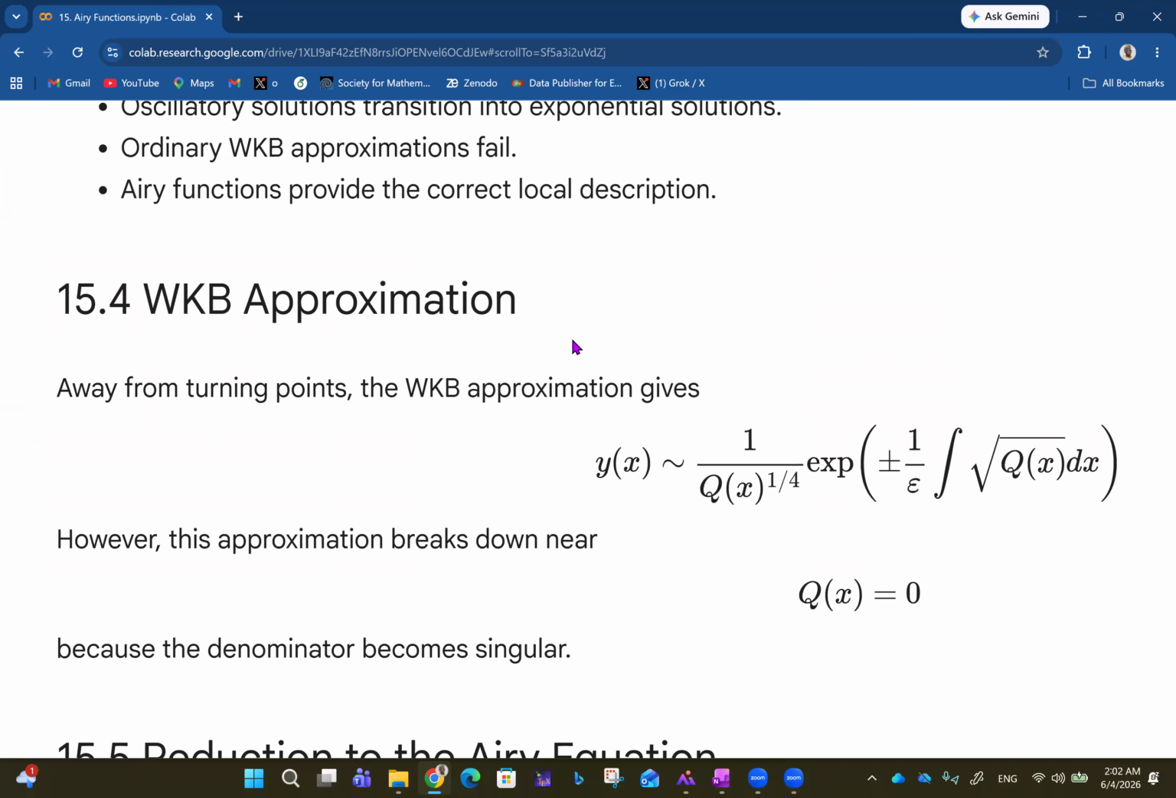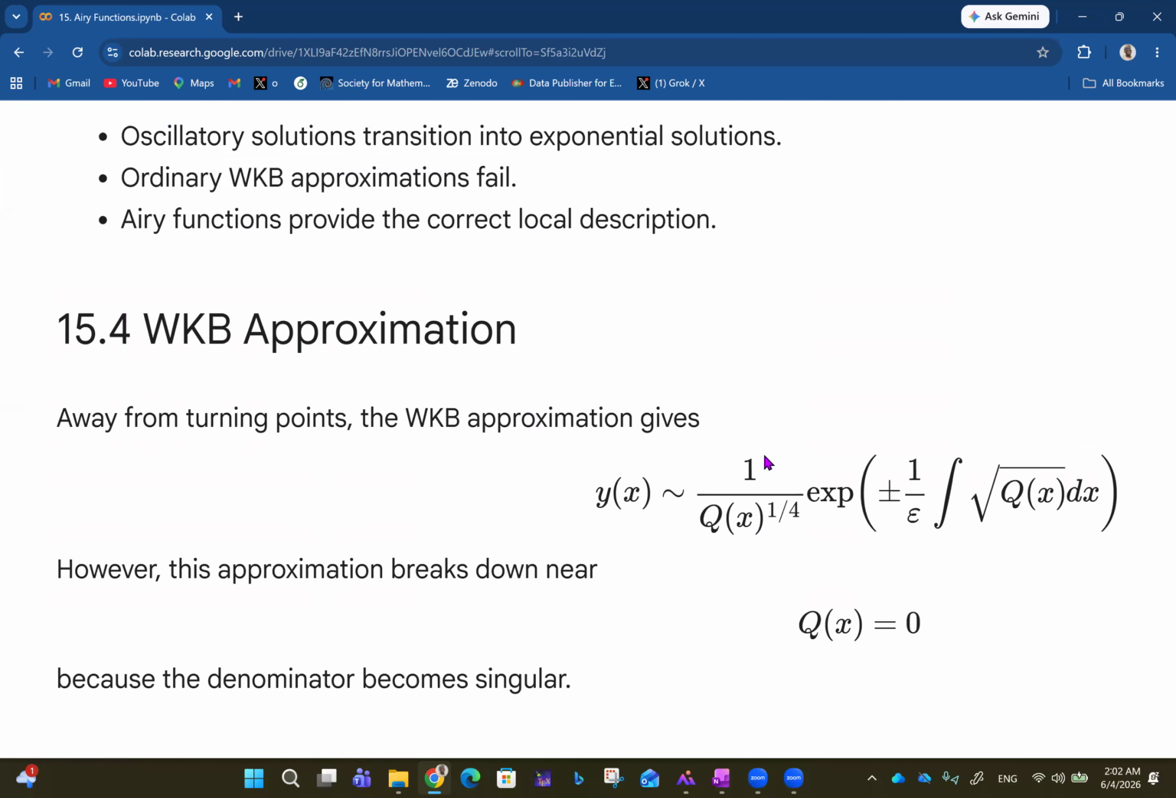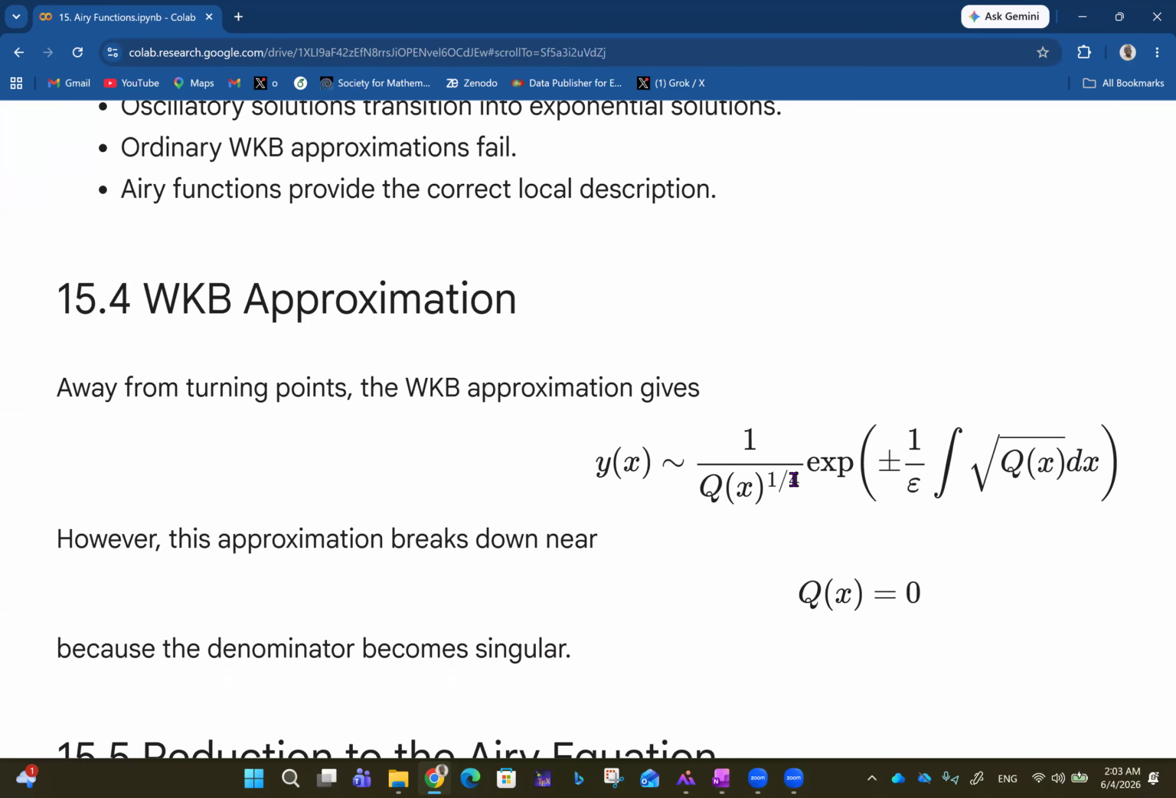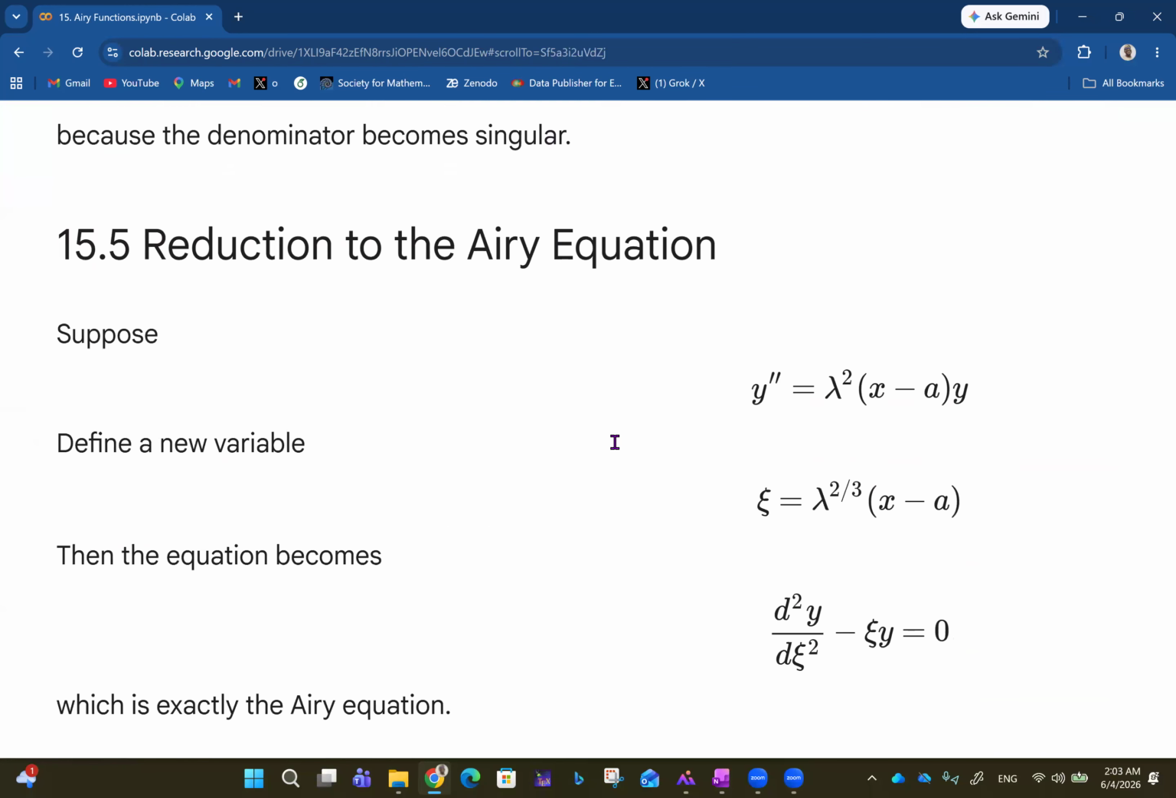So for the WKB approximation, away from the turning point, the WKB approximation gives y of x approximately 1 over q of x raised to 1 over 4, times exponent of plus or minus 1 over epsilon integral of square root of q of x dx. Now, this was the last example I did in the last video, something about Airy WKB approximation. However, this approximation breaks down near q of x equals 0, right? Because the denominator becomes singular at that point. Because q of x equals 0 here will make this whole thing undefined, right? Then we'll talk about reduction to the Airy equation.